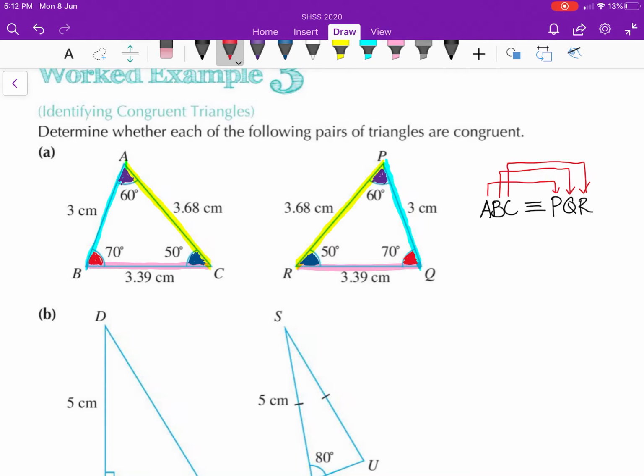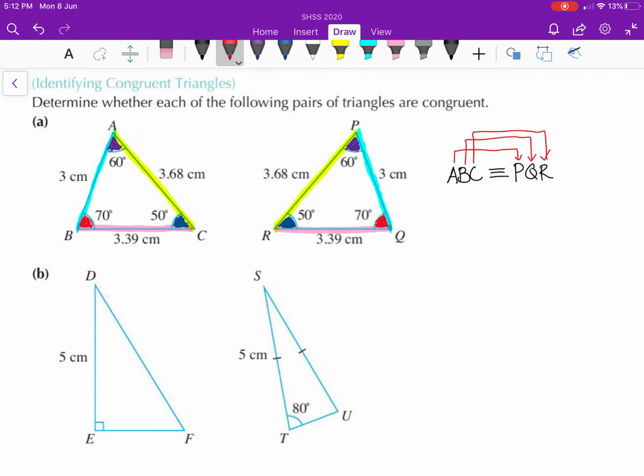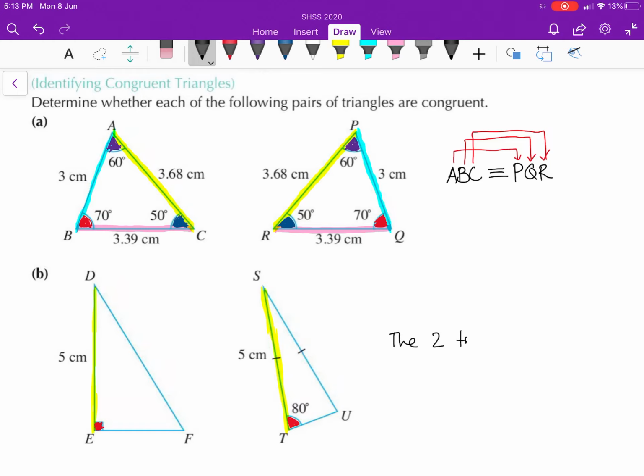Okay, now let's take a look at B. Now B is very obvious. See, although we have the same length here, 5 cm, which is also the same here, which is 5 cm, but you realize the angle is different. This angle is 90 degrees and this angle is 80 degrees. So they are obviously of a different shape. If they are of a different shape, they are not congruent. The two triangles are not congruent.